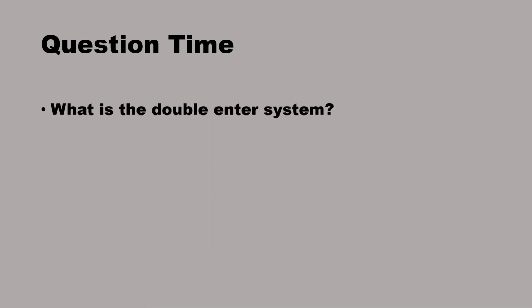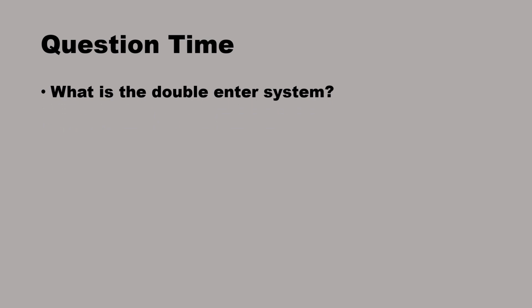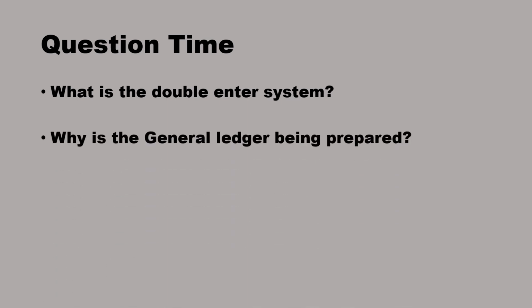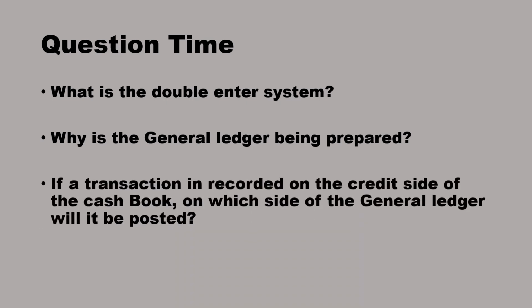Question time. Please answer these questions in the comment section below. Number 1, what is the double entry system? If you followed nicely, answer this question in the comment section below. Why is the general ledger prepared? Why are we preparing the general ledger? And if a transaction is recorded on the credit side of the cash book, on which side of the general ledger will it be posted? Answer these questions in the comment section below.